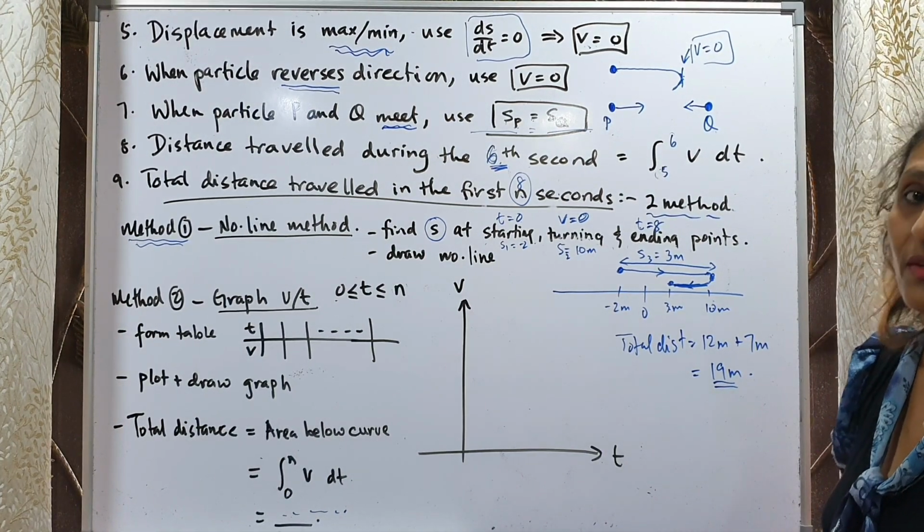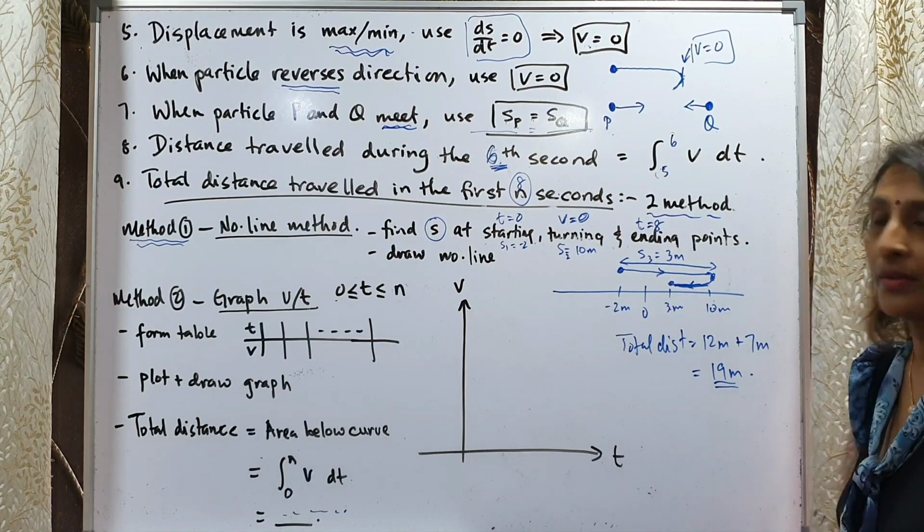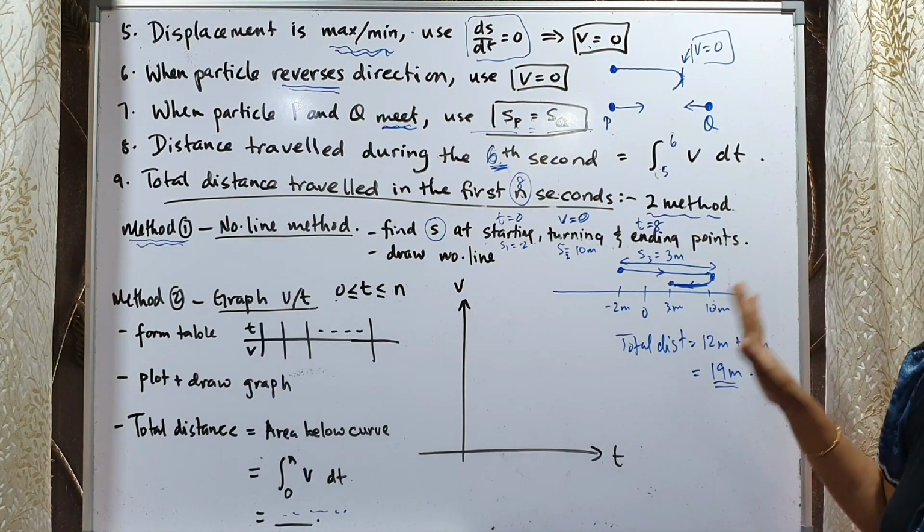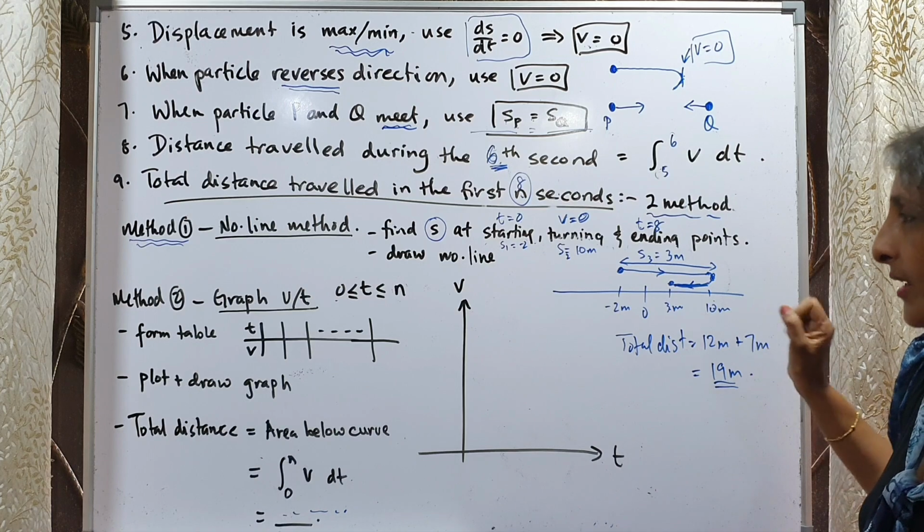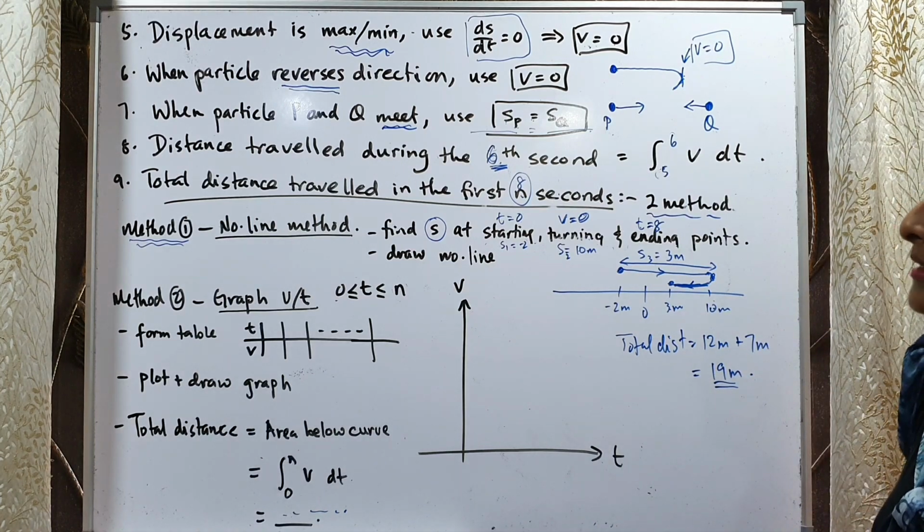It's actually a revision. We have done it in displacement also, right? You can stick to the same method everywhere. It will be better. Anyway, method 2 is a graph method.